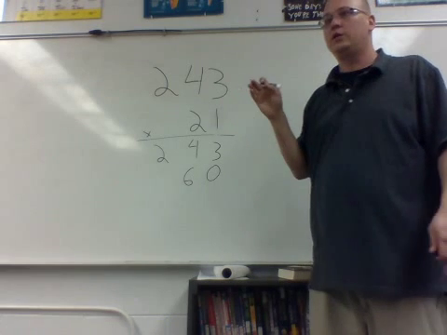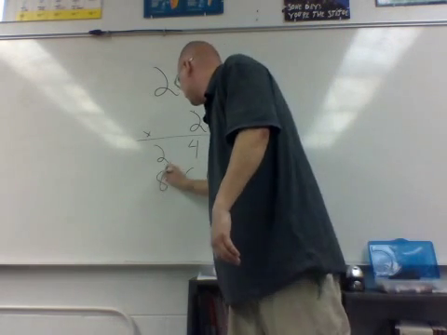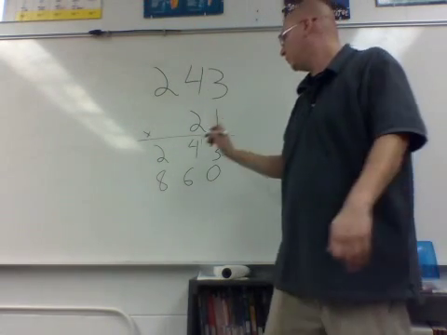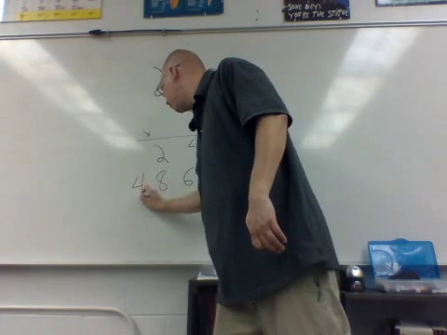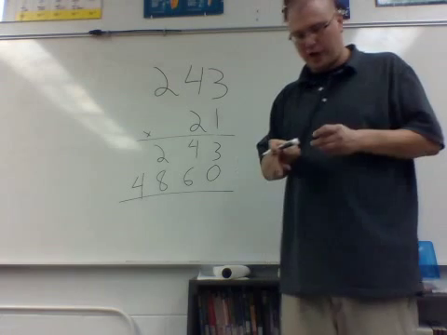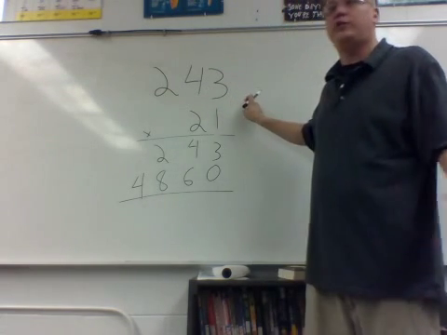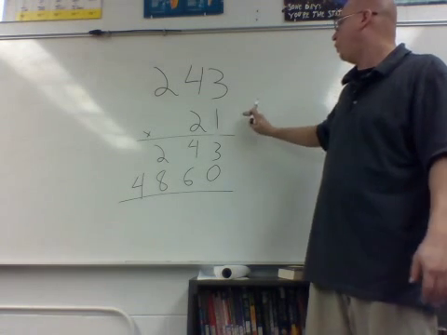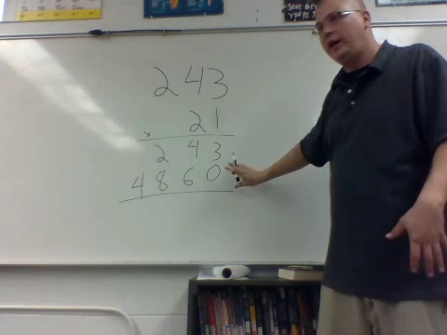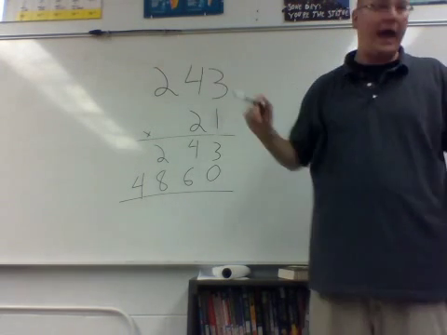2 times 4 is 8. 2 times 2 is 4. Good loud voice for people on the internet. Now what do we do? Subtract it, right? No. What we actually just did here is 2 separate math problems, right? We took our ones column and then we multiplied. And we took our tens column and then we multiplied. Now since we did these 2 things separately, we have to add them together.